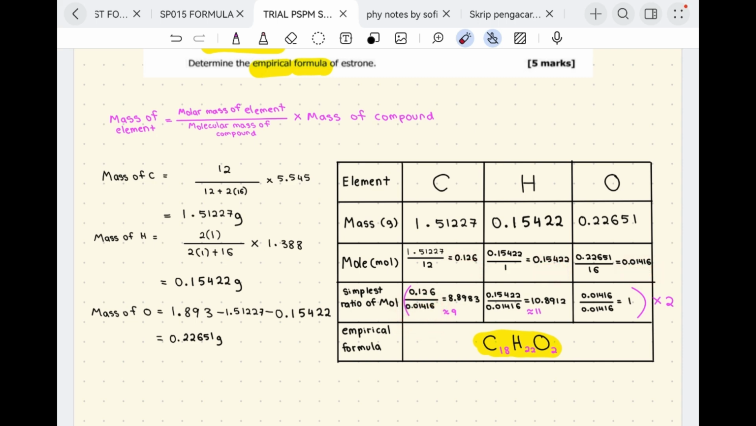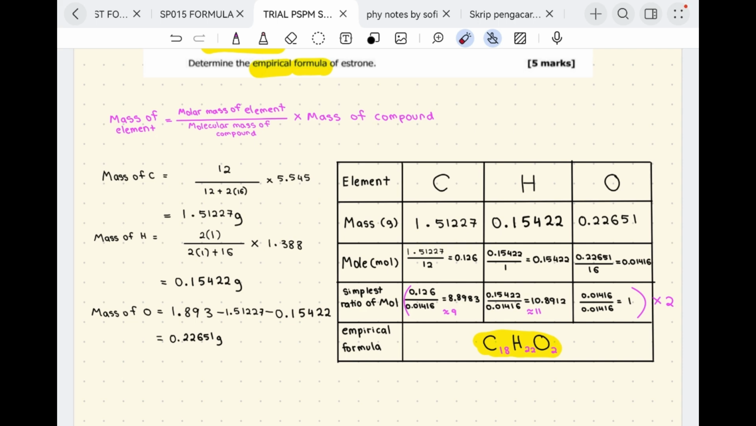So we need to compare and find which one is the smallest. I observed that the smallest amount of mole among these three is 0.01416. So I will divide all three moles here by the smallest amount, and then I will get the answer for C as 8.8983, for H as 9.8912, and for O as 1.